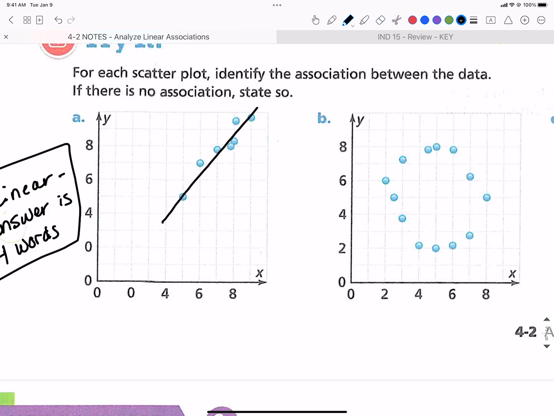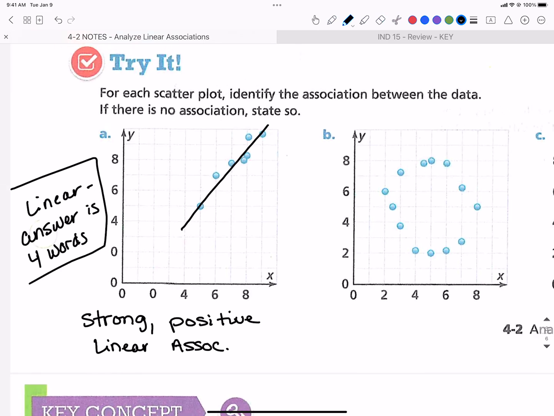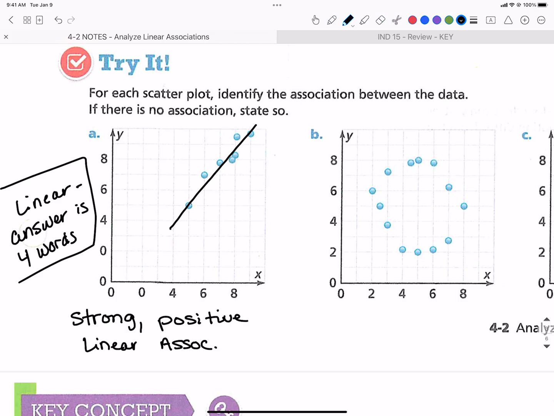Now, since it's linear, we've got to use some descriptive words. First of all, would you say it's strong or weak? Yep, all the points are really tightly tucked into our trend line. So it is strong. What's the other thing we have to use to describe it? Positive, good. It is strong, positive, and then linear association. So when it's linear, you've got to have 4 words to describe it because you have to have those descriptors of weak or strong, positive or negative.